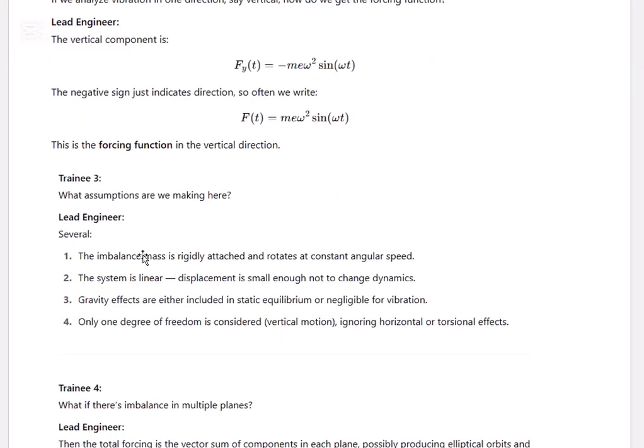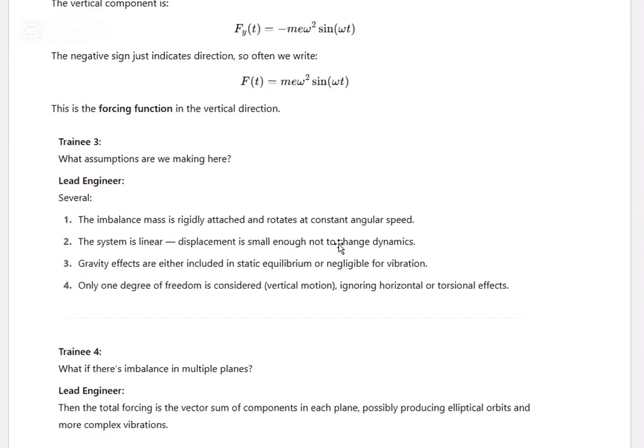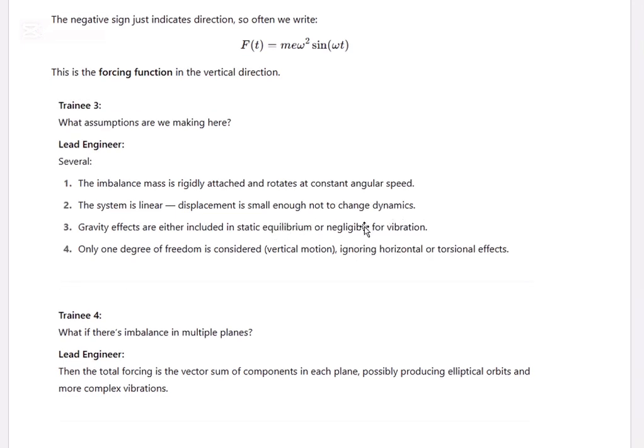What assumptions are we making? The imbalance mass is rigidly attached and rotates at constant speed. The system is linear. Displacement is small enough not to change the dynamics. Gravity either is included in the static equilibrium or is negligible for the vibration. Only one degree of freedom is considered.